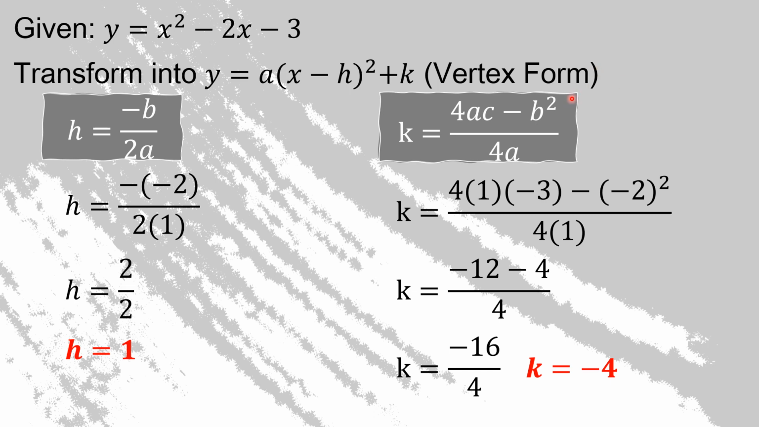So the vertex form of this given quadratic function is y equals x minus 1 quantity squared minus 4. Because the value of h is positive 1, yung negative ay nakuha natin sa formula, and then the value of k is negative 4, so yung plus k ay napalitan ng minus 4.